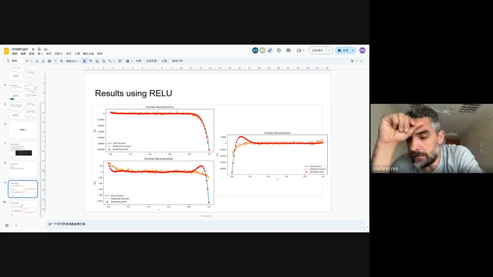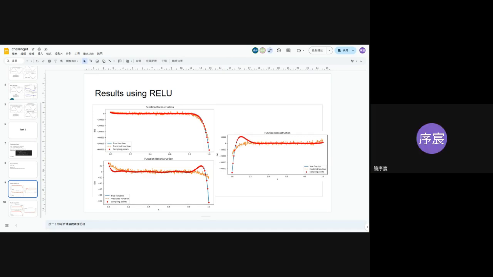And this is the uniform sampling? No, this must be the random, right? This is the random uniform sampling? Yes, random uniform sampling. And these three are just randomly taken out from... Yeah.